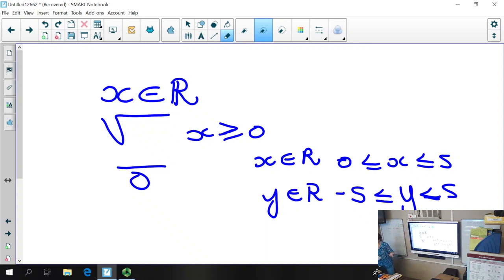So x is an element of the real numbers. X can be anything. But for the y, there's a restriction. So JP, what is the restriction for y? Yeah, but you can't just say -6. Y is more than or equal to -6 because it's arms up.